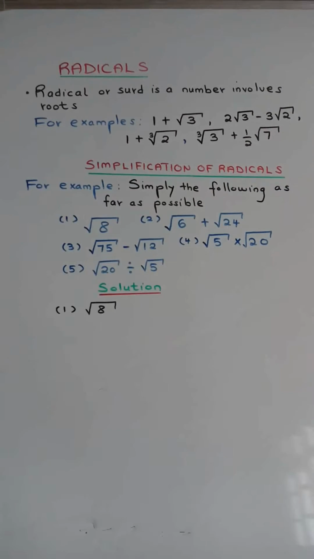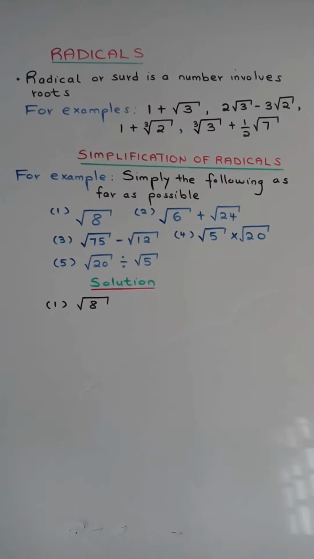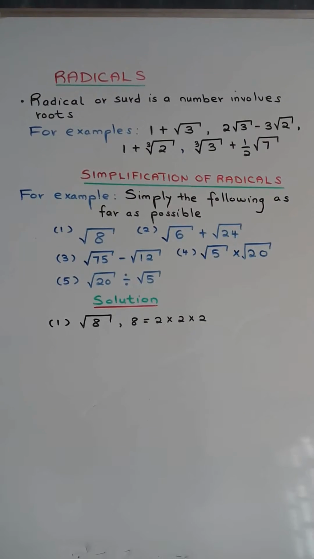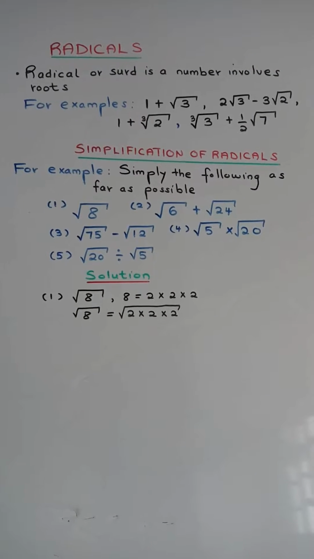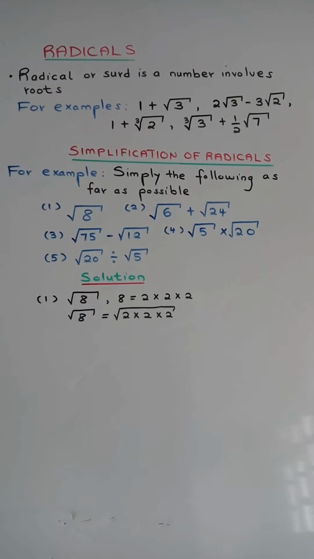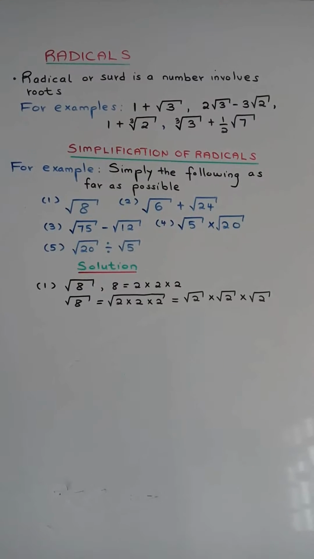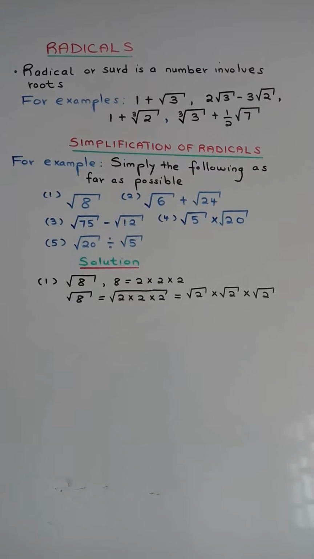Solution. Number 1, radical 8. 8 is equal to 2 times 2 times 2. So radical 8 is equal to radical 2 times 2 times 2, which is equal to radical 2 times radical 2 times radical 2.